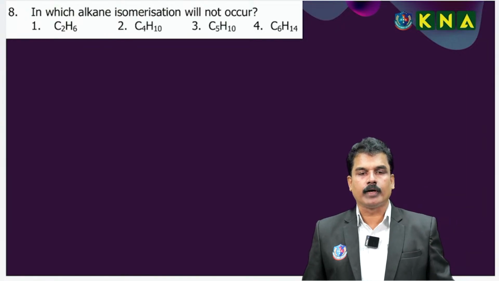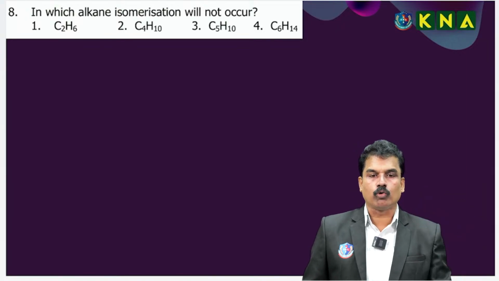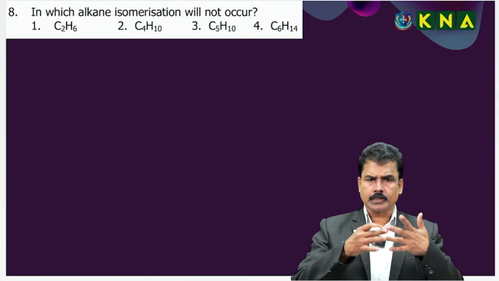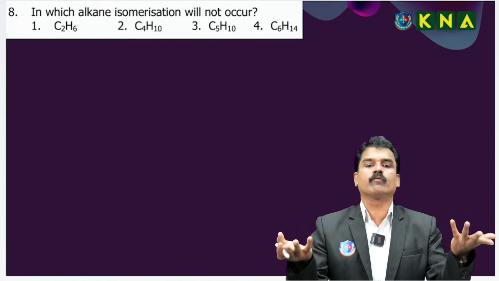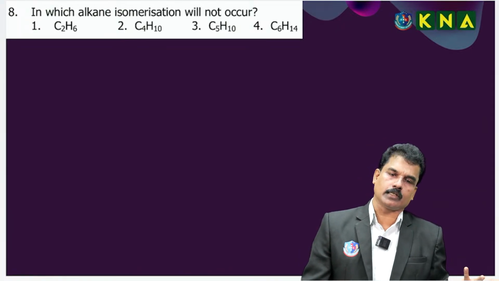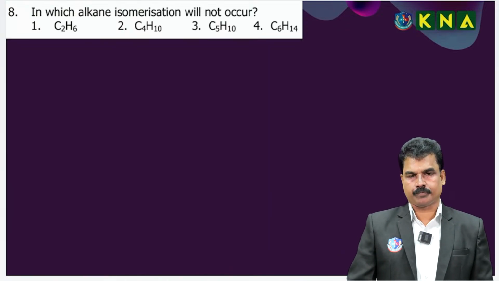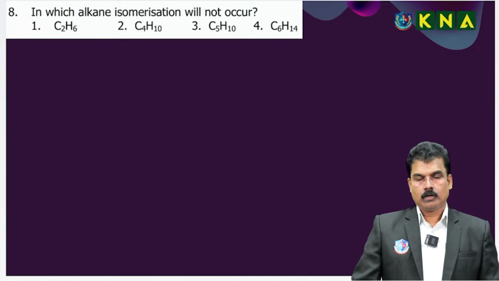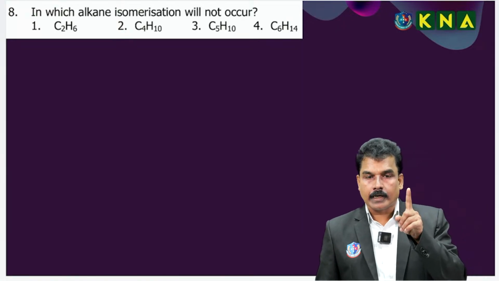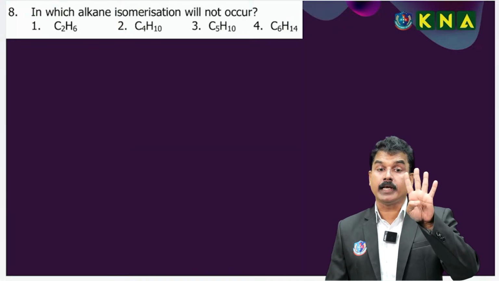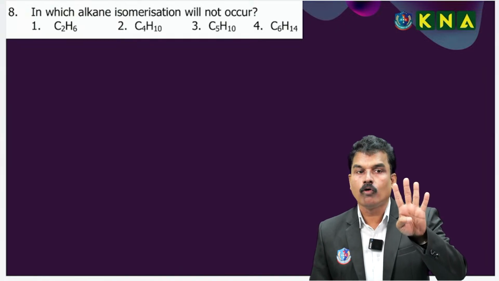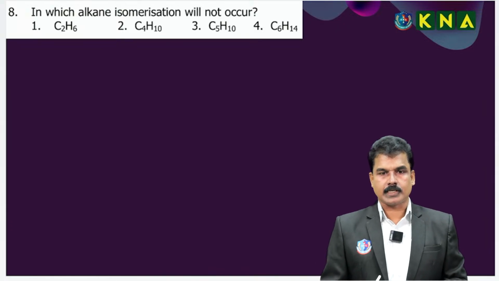So here, which one is not possible? The first molecule, C2H6, CH3-CH3. In any direction you write it, it is only CH3-CH3. No isomer, so the first option will be the correct option. So from this question you must understand that for writing an isomer, a minimum of 4 carbon atoms is needed, starting from butane.